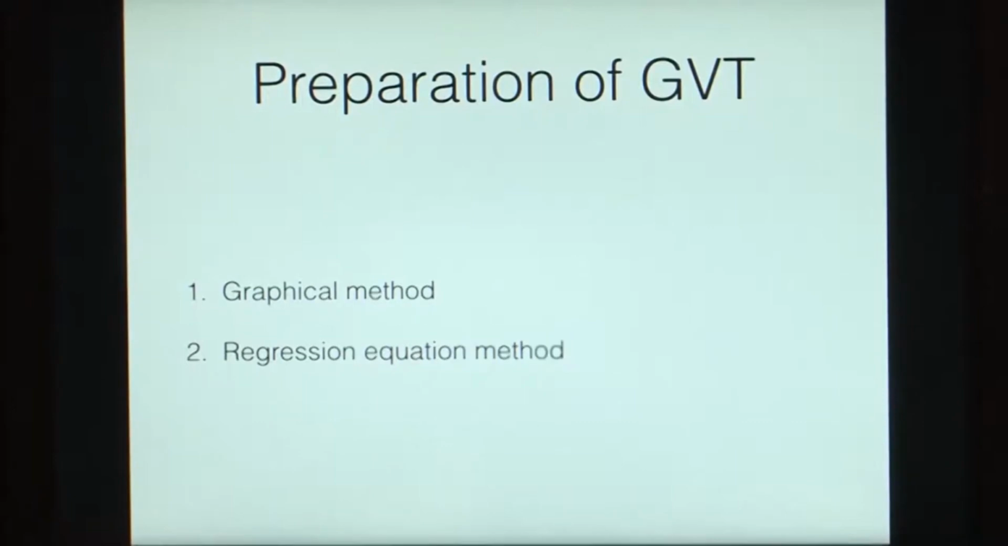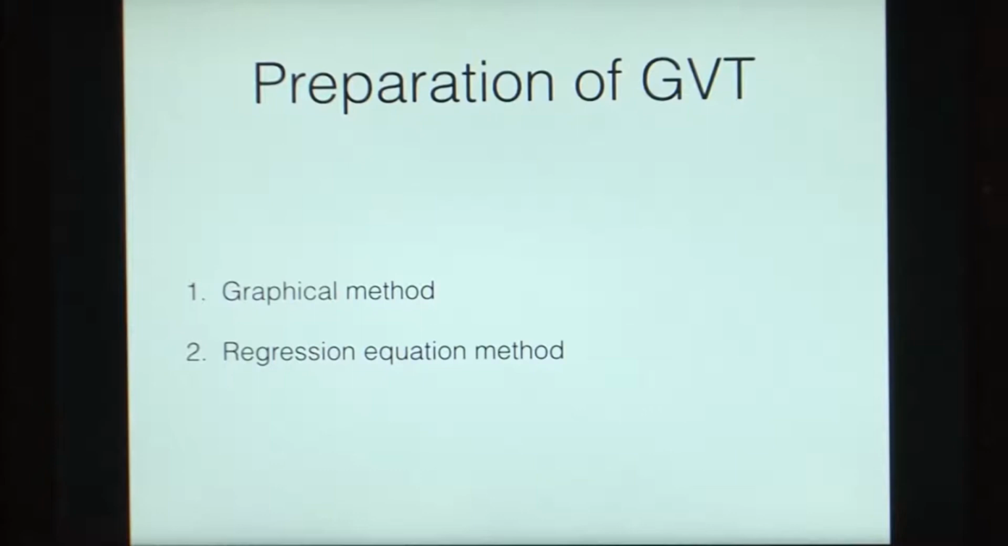One is called the graphical method and the second is called the regression equation method. So, when we are trying to prepare our volume tables, we are trying to get the volumes in a tabular form, such that if we know the measurements of one parameter or two parameters or three parameters, we should be able to get the volumes.